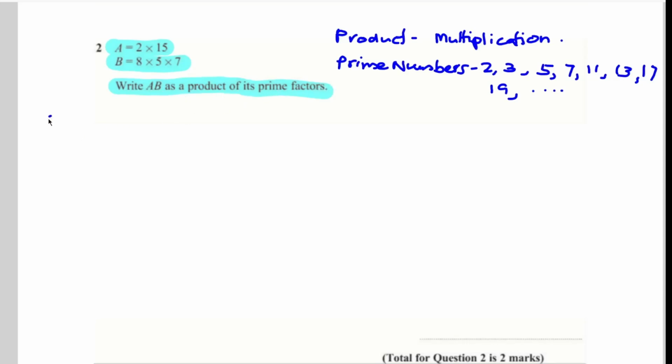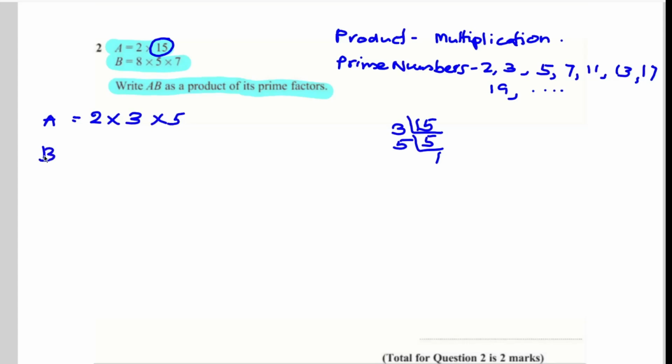Now we need to get A here, 2. Now 15 is not a prime factor. You need to write it as prime factors. So let's write 15 also as prime factors. 15 cannot be divided by 2. Therefore, I'm using prime numbers. 3 is a prime number, so 5. Right. Now I'm writing this A using prime factors: 3 and 5.